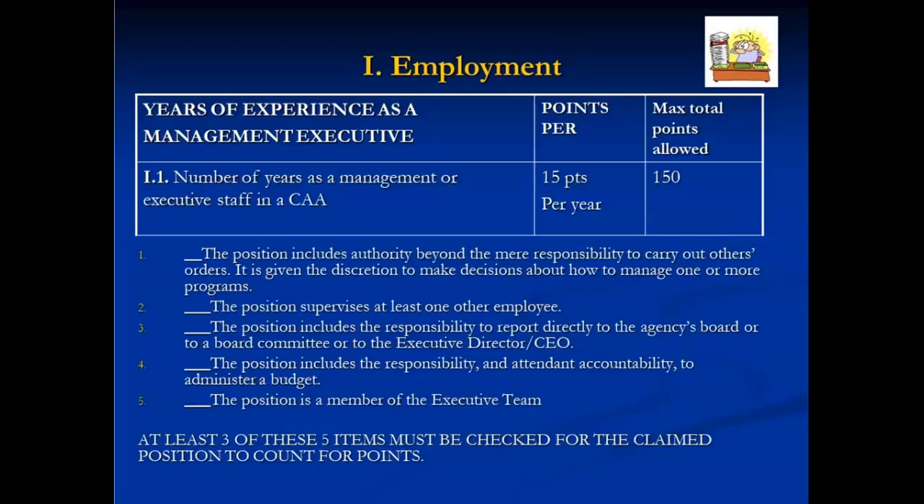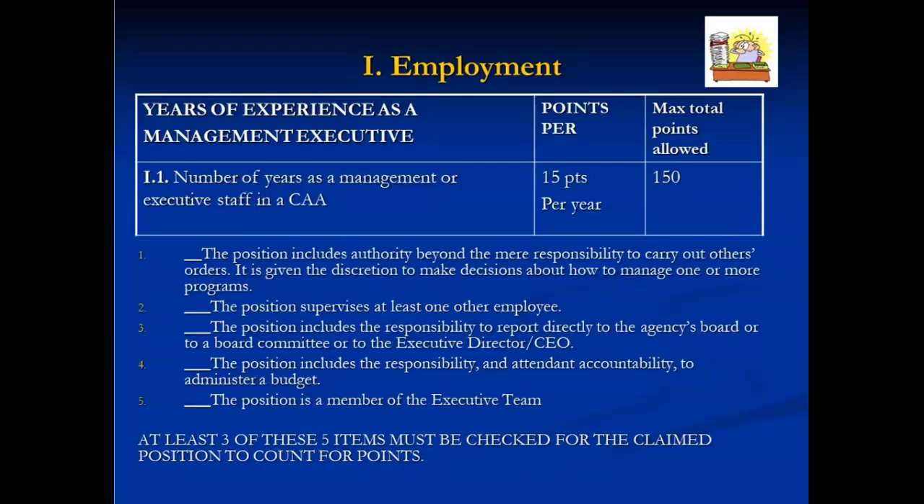So, for example, here in employment, for your number of years as a management or executive staff in a community action agency or in an association, it's up to 15 points per year. But once you've reached a total of 150 points, that is, once you've been employed for 10 years or more, you can't gain any more points. You've maxed out that category. That is true of every single category on the candidate data form, as you'll see as we move forward.